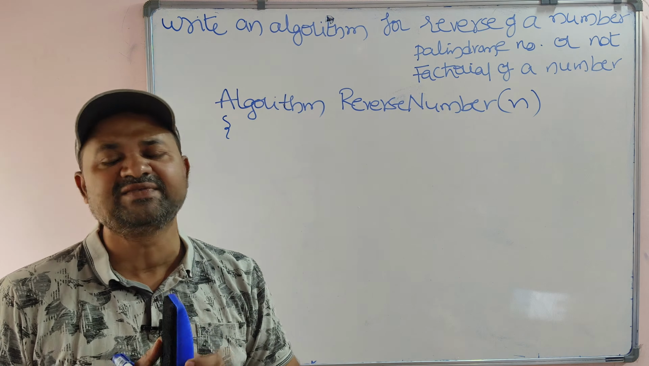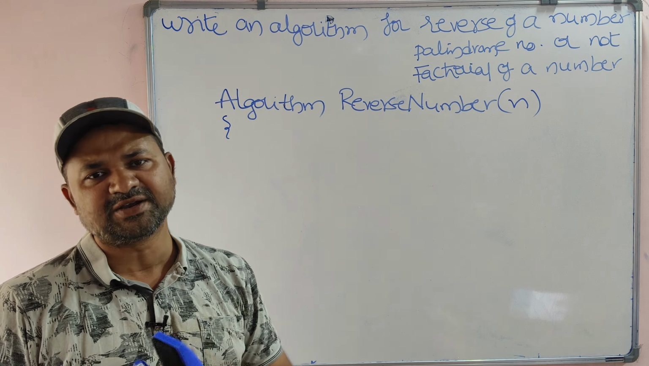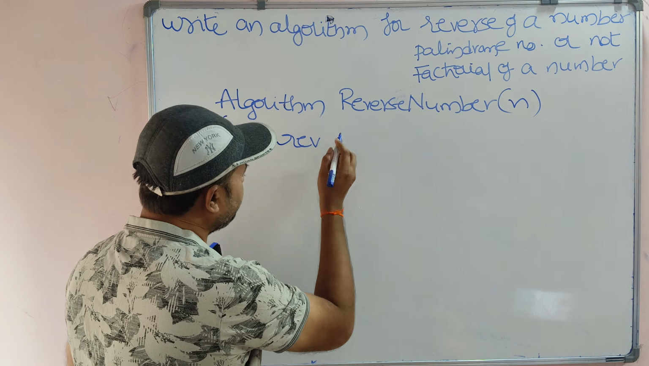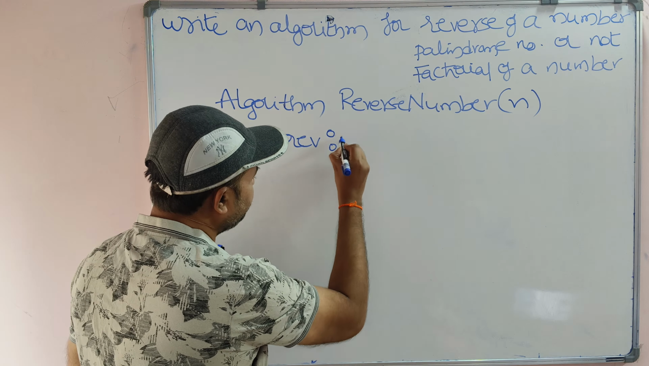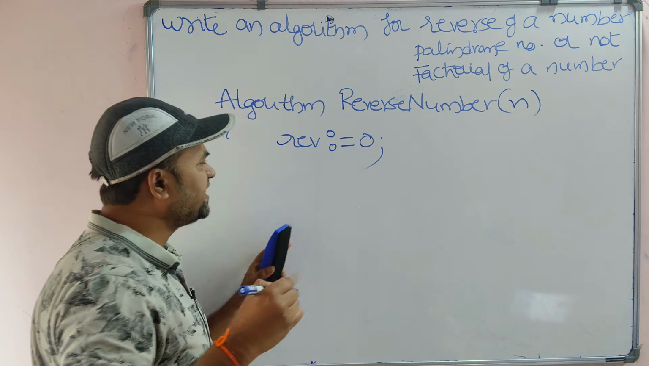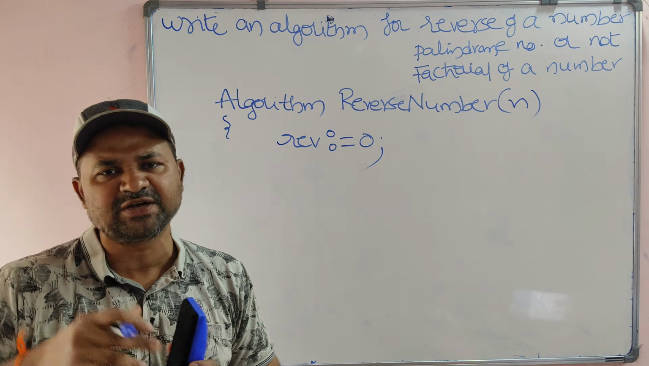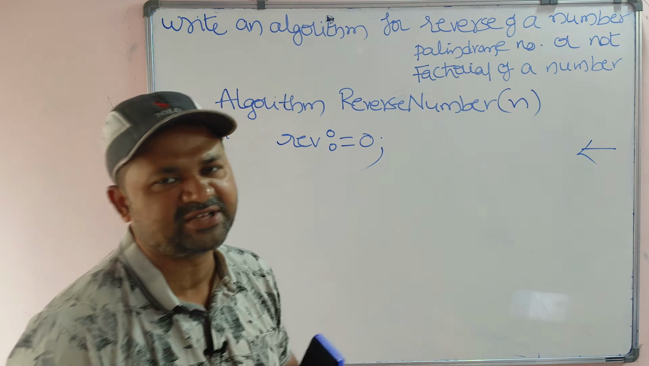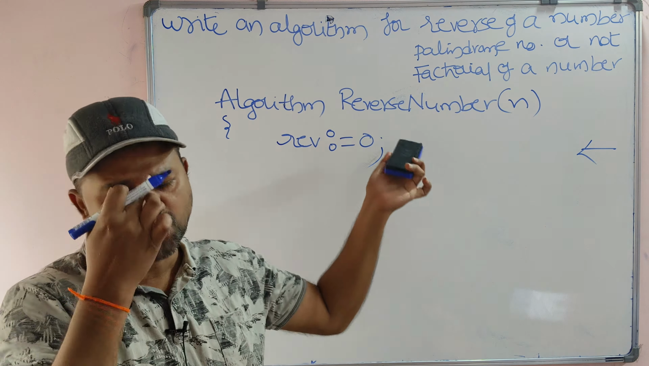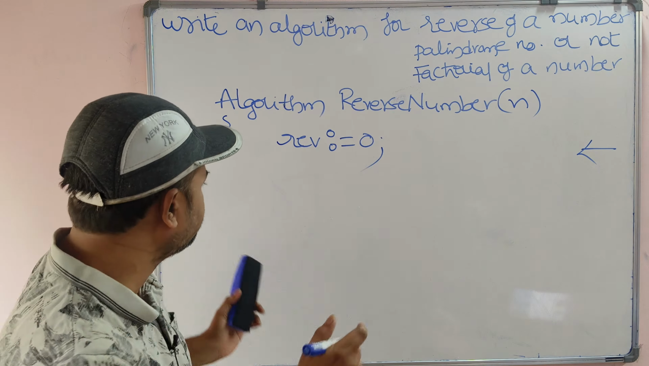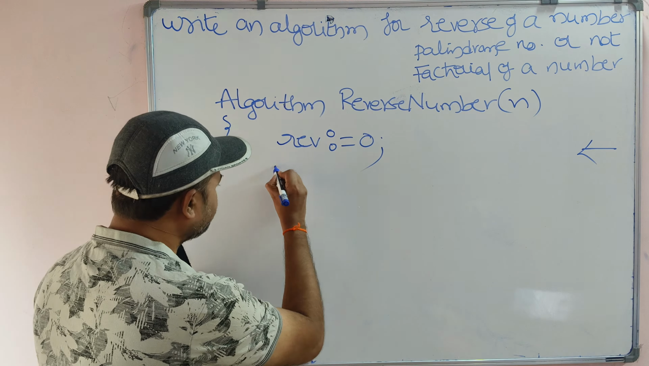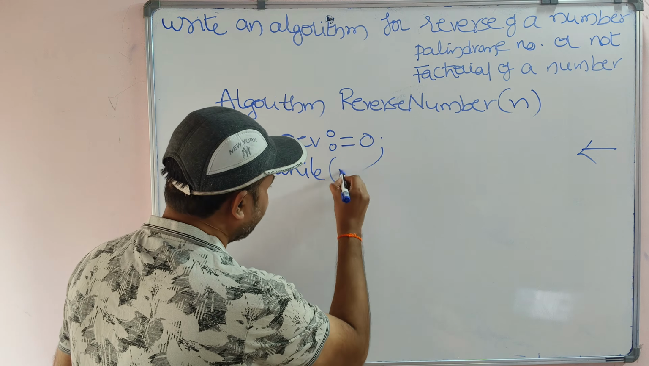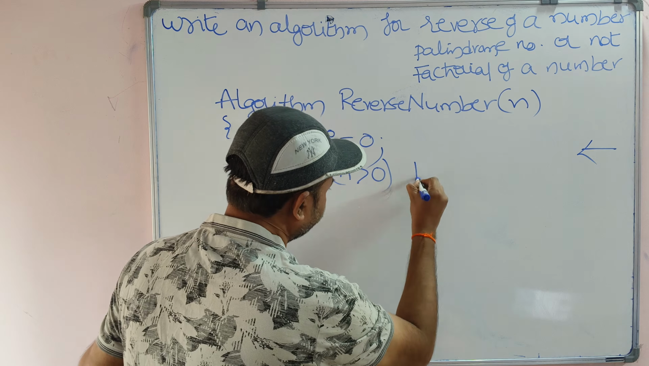Here we have to find the reverse of a given number. In order to find the reverse of a given number, we have to use a variable called reverse. The initial value of the reverse is 0. For assignment, we can use colon equal to or reverse arrow. We can use the colon equal to or reverse arrow operator in pseudocode notation in the DAA subject. And next, what is the condition? While n greater than 0, do.